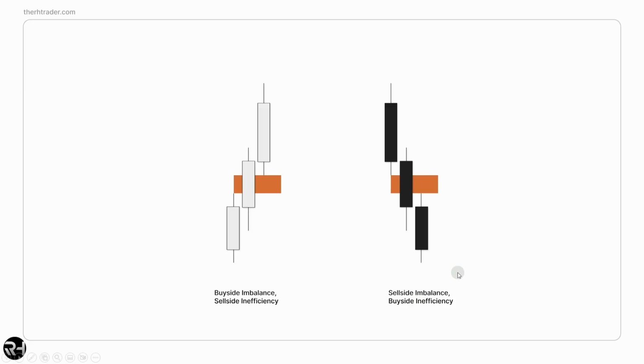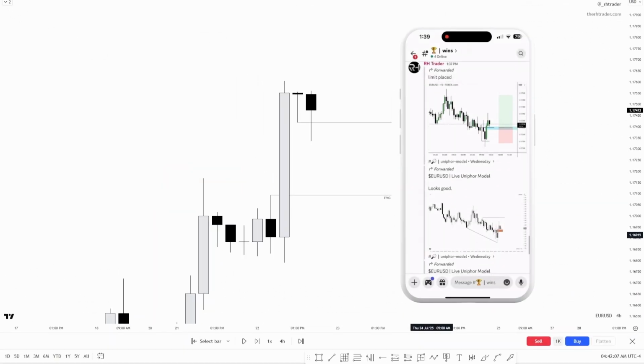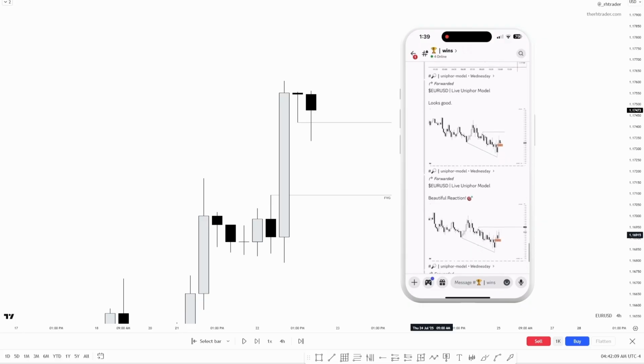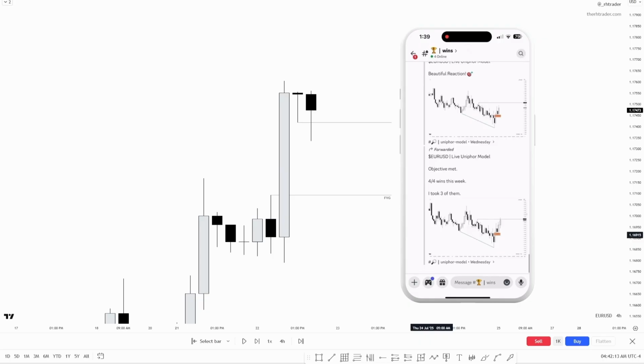So why do fair value gaps matter? Because price wants to come back to them. Markets aim for efficiency, and imbalances act like a magnet. That magnet effect is what gives you structure and timing for entries. But don't enter just because you see a gap. You want to see confirmation. Let's go through an example. This was the EURUSD trade I gave to my members, and it is based on fair value gaps. Let me show you how I got it right.